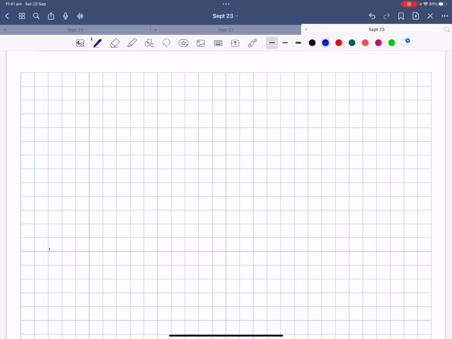Firstly, we'll discuss the completing the square method. Completing the square method. So this is one way of factorizing a quadratic, right?